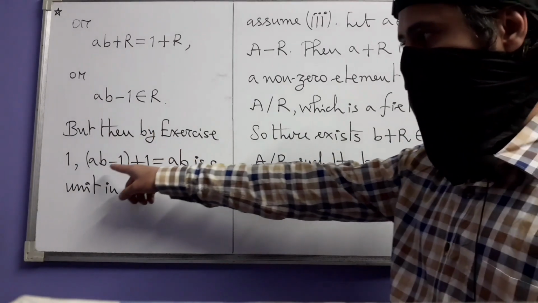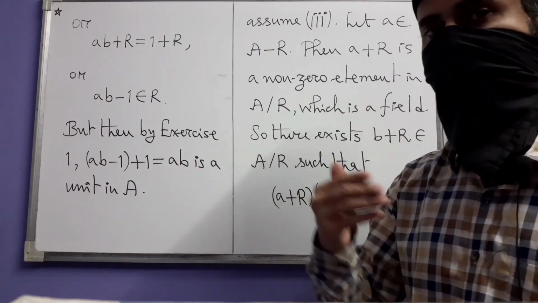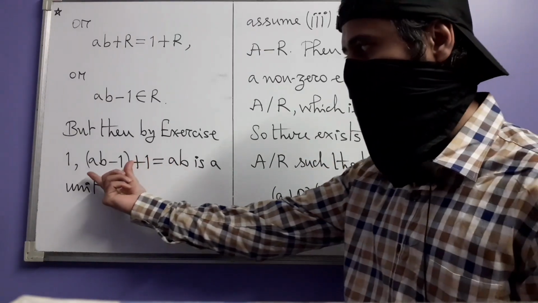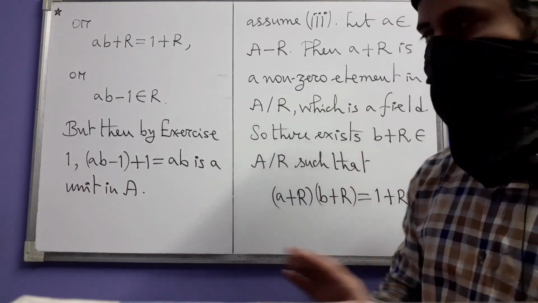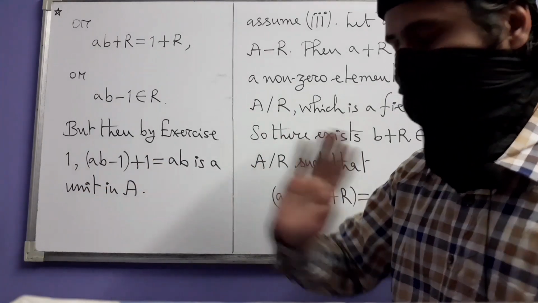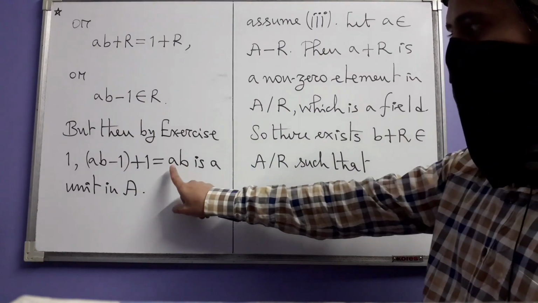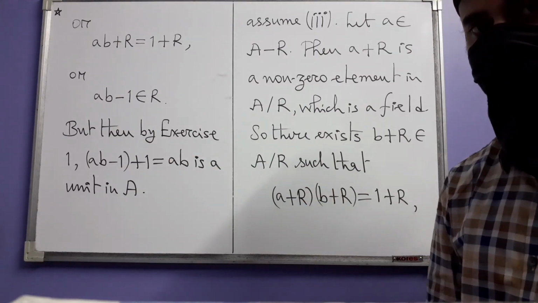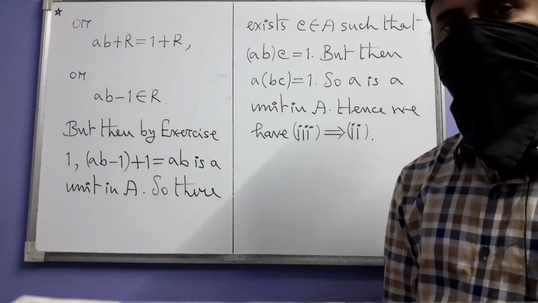But from exercise 1, you know that if you add the identity 1 to any nilpotent element, in particular this one say, then you get a unit. So that way AB becomes a unit in A. Now we are almost there. We actually want to show that A is a unit. But what does that mean? That AB is a unit in A.